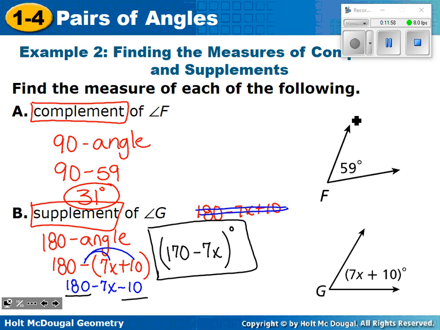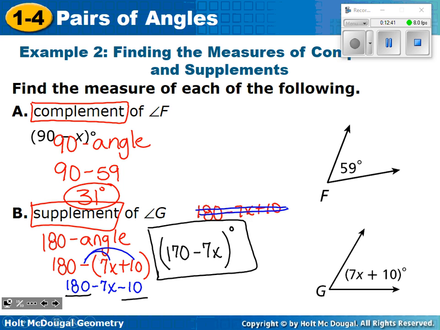180. So look at what we have. Our angle, 7x plus 10, plus our supplement, 170 minus 7x. Combine like terms there, what's going to happen with this 7x and this negative 7x? They cancel out. And then what is 10 plus 170? 180. So you know you did it correctly if your two values add to be 180. Does that make sense? Okay, so complement, 90 minus the angle, supplement, 180 minus the angle. All right, but complementary means two angles that add to be 90. Supplementary means two angles that add to be 180.